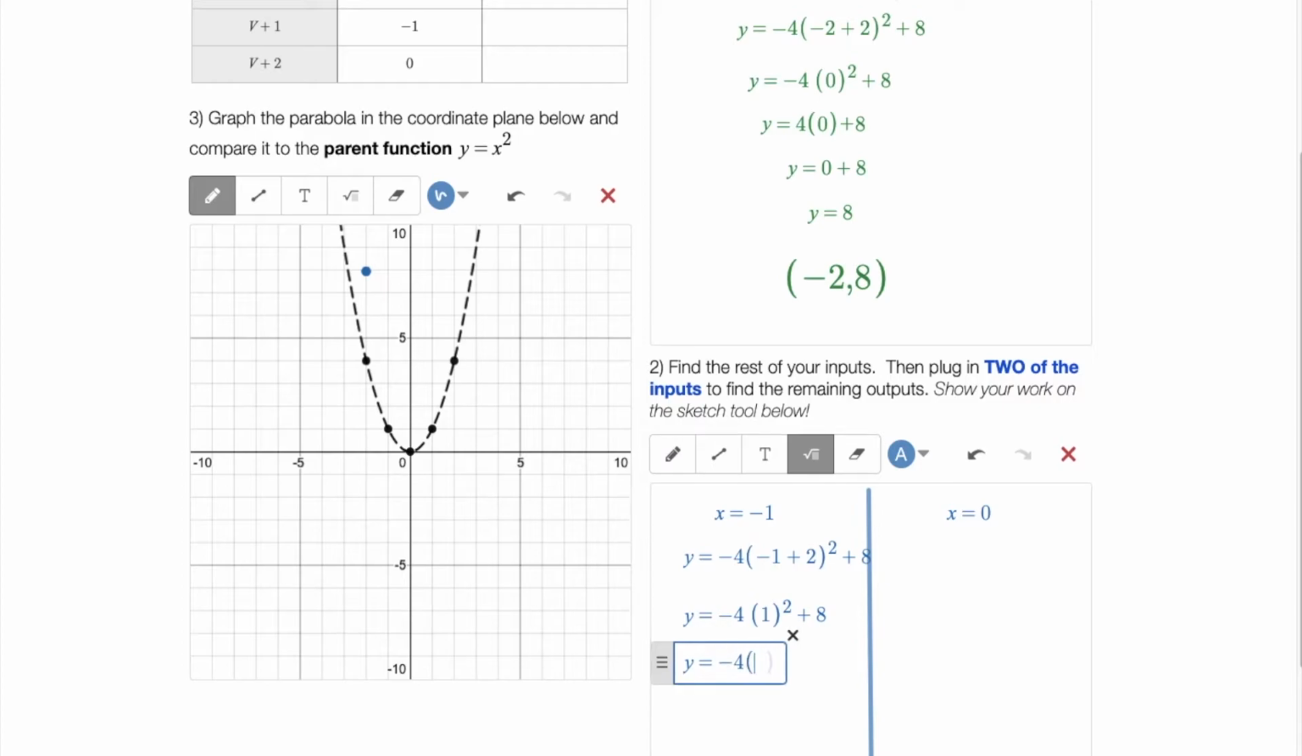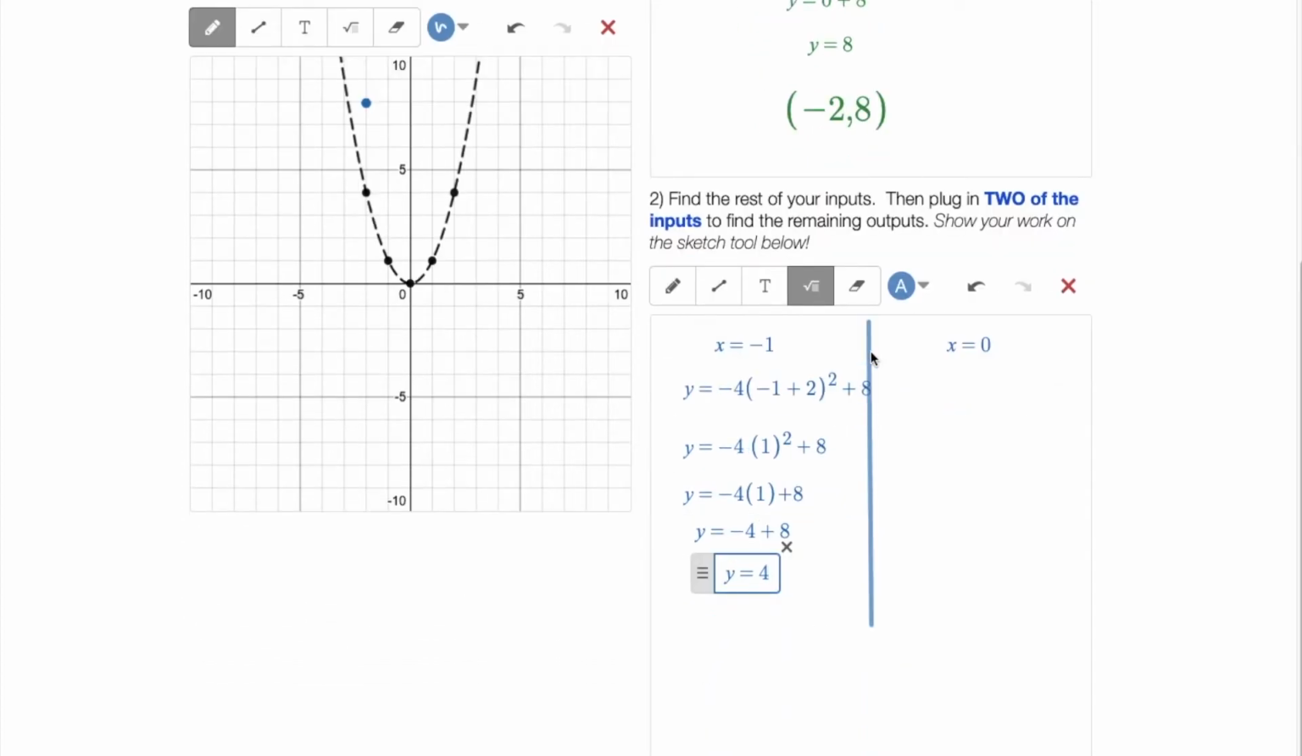y equals -4 times 1 squared, which is 1, plus 8. -4 times 1 is -4 plus 8, and -4 plus 8 is 4. So again, if I wanted to put that as an ordered pair, I could show that I inputted -1 and my output was 4.